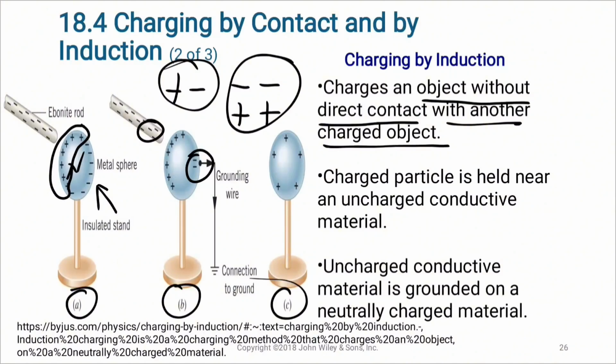And as you put this rod, the ebonite rod, on this one, all the negative charges will be stripped away through a process of grounding, which is a connection to the ground, or going back to the earth's surface. And this will leave the object charged.